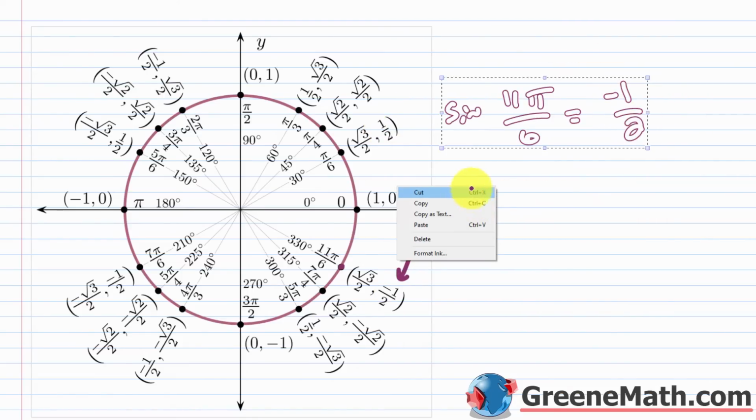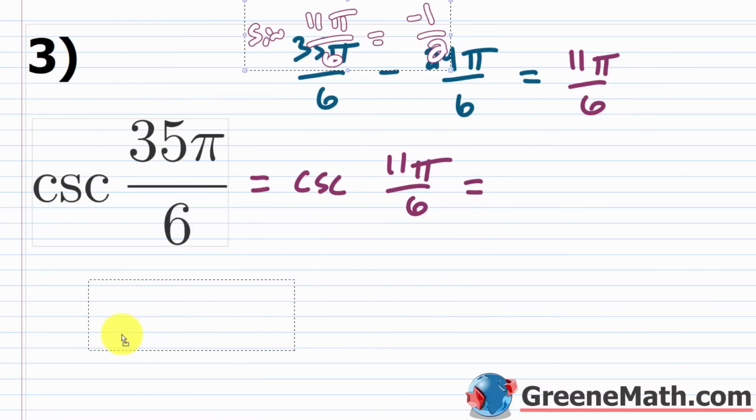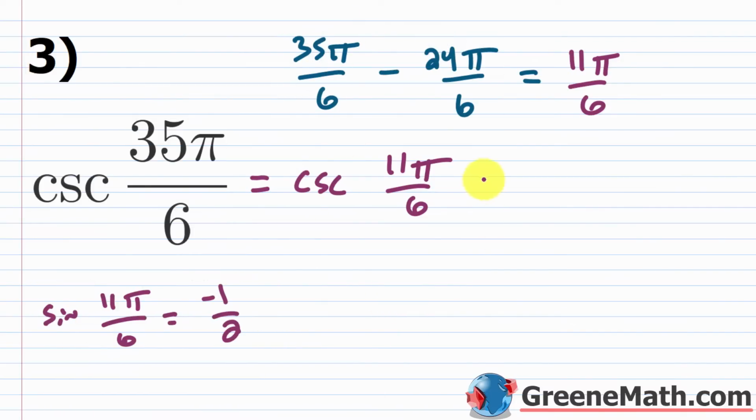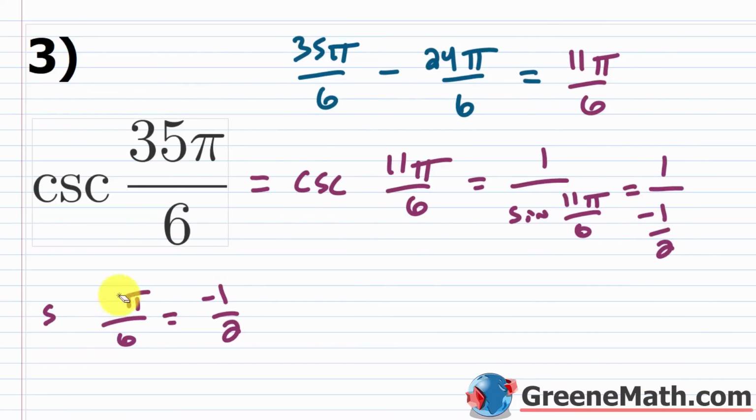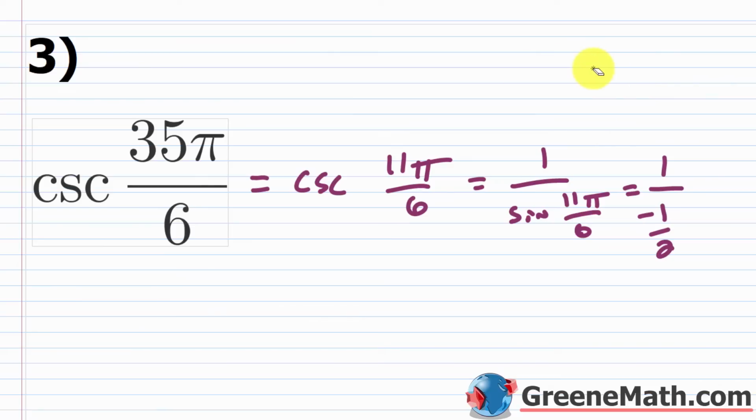So let's grab this, and let me paste this in here, just off to the side. So we'll say this is equal to 1 over the sine of 11 pi over 6, which is equal to 1 divided by negative 1/2. Let me get rid of this. We don't need this anymore. And I'll just say this is equal to, if I take the reciprocal of negative 1/2, it's negative 2. So the final answer here is going to be negative 2 for the cosecant of 35 pi over 6.